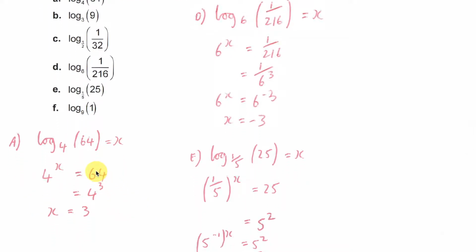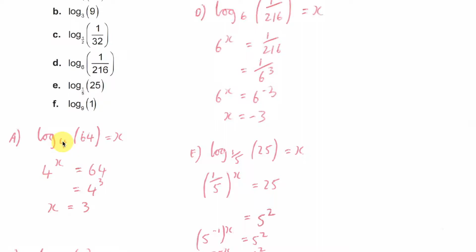Now I rewrite that 64 so it has the same base on the left hand side. So 64 is the same thing as 4 to the power of 3. And now finally I equate the power, so x is equal to 3. So now I know that log base 4 of 64 is equal to 3. What do you think about this? Hey, if I start at 4, what do I need to raise it to the power of to get myself 64?